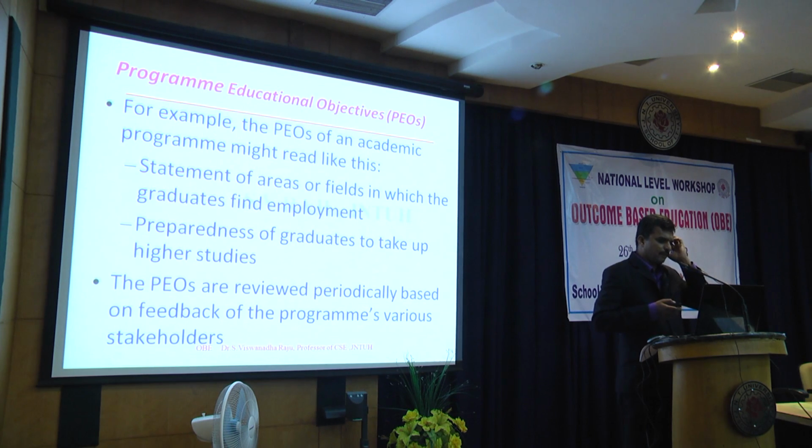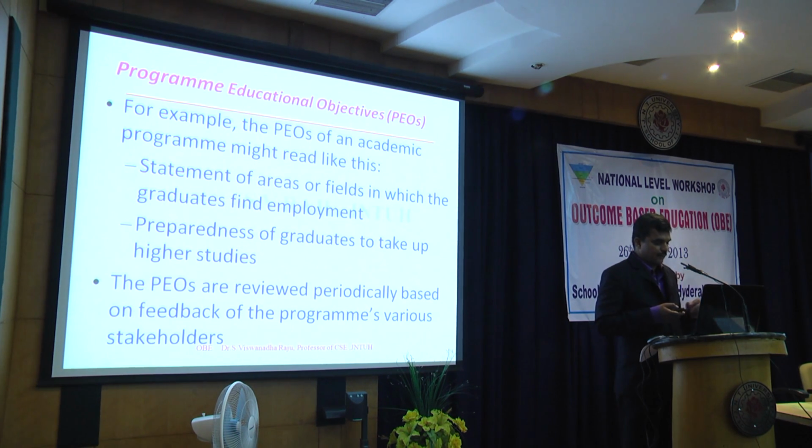Next, for example, the POs of an academic program might read like this. You see, a statement of the areas or fields in which the graduates find employment. This point we have to highlight in the POs: where he is going to find employment. Preparedness of graduates to take up higher studies. These two are very, very important components. And the third component, recently added, is ethical and human values. Otherwise, we could not survive in society.